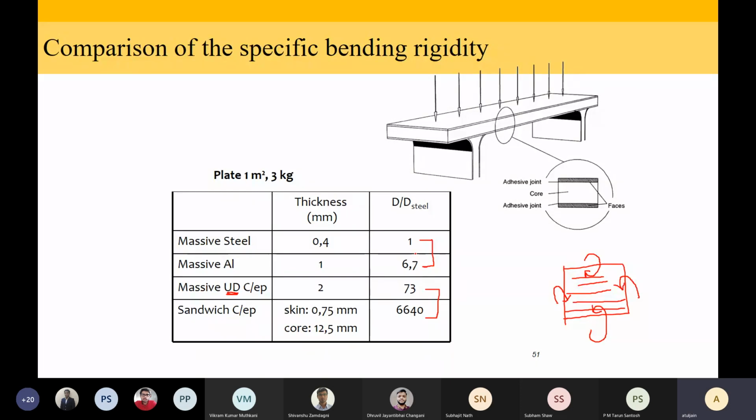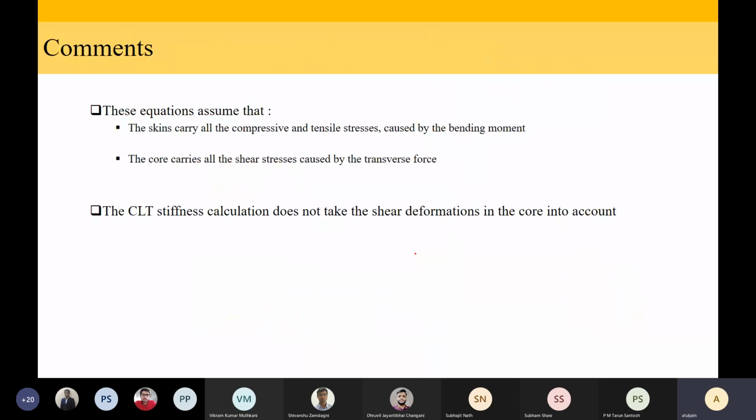But that being said, the analysis that we have studied in today's lecture is only useful if you want approximate ballpark estimates, or if you are not interested in modeling damage, or stresses through the thickness. If you want to model all those effects, there is what is known as the, wait, let us finish this. So these equations assume that skins carry the tensile and compressive loads. The cores carry all the shear stresses, which we are not accounting for. Okay, the CLT does not take into account shear deformations in the core.